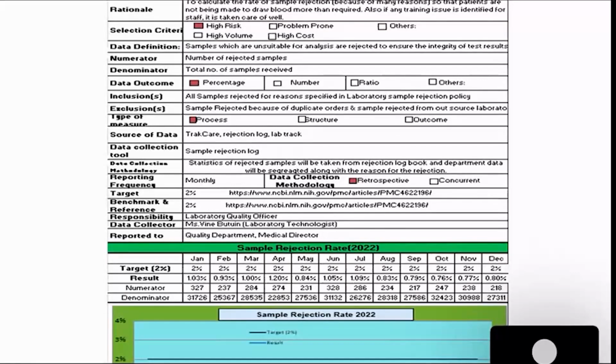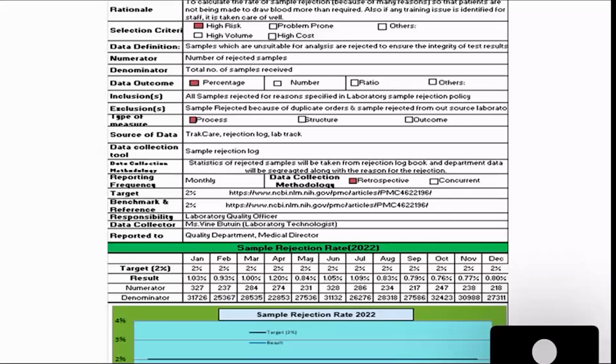So here, what is the denominator? 31,000, 25,000, 28. So almost all are more than 10,000, correct? Yes, sir. If you have a denominator of more than 10,000, we cannot recommend percentage. We should calculate rate. Rate means we should multiply by 1000. Okay, sir. And even the indicator is rate. So for rate, how can we calculate percentage, sir? Yes, sir. So this should be a sample rejection rate.